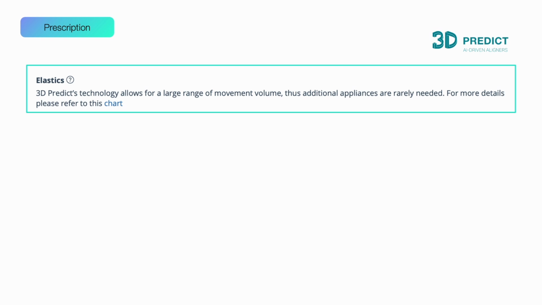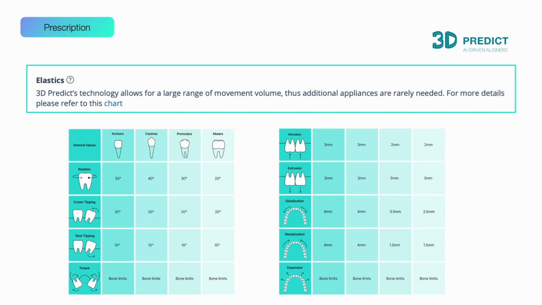A word on elastics and additional appliances. You may have seen this predictability table in other videos in this series. This indicates the amount of movement we can create before it becomes unpredictable. 3D Predict provides you with an extensive range of movement without the need for bands or any other appliances.